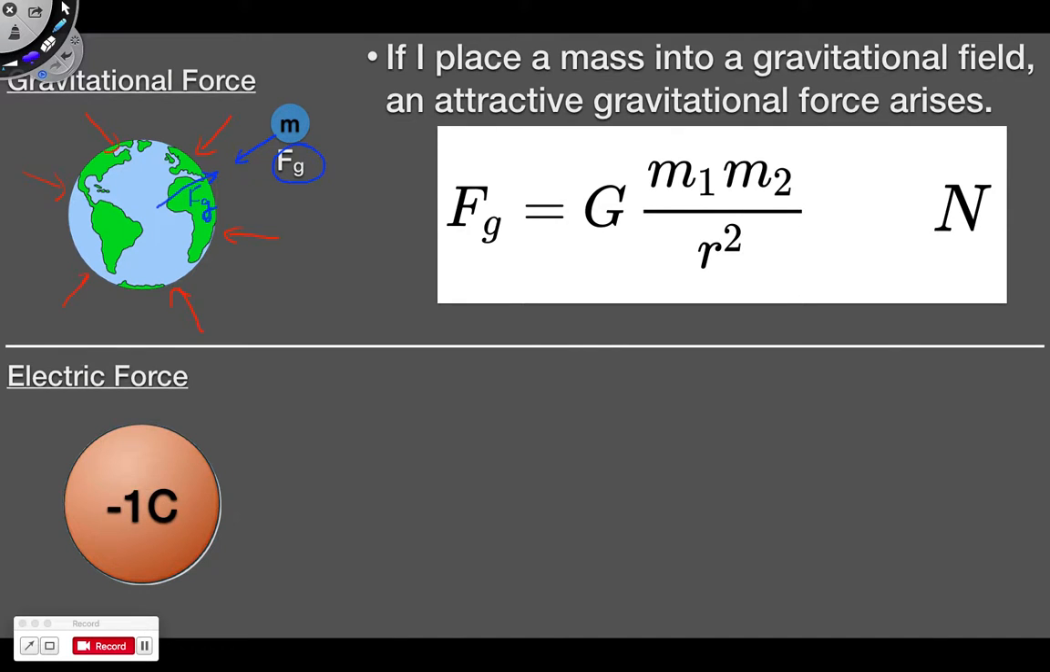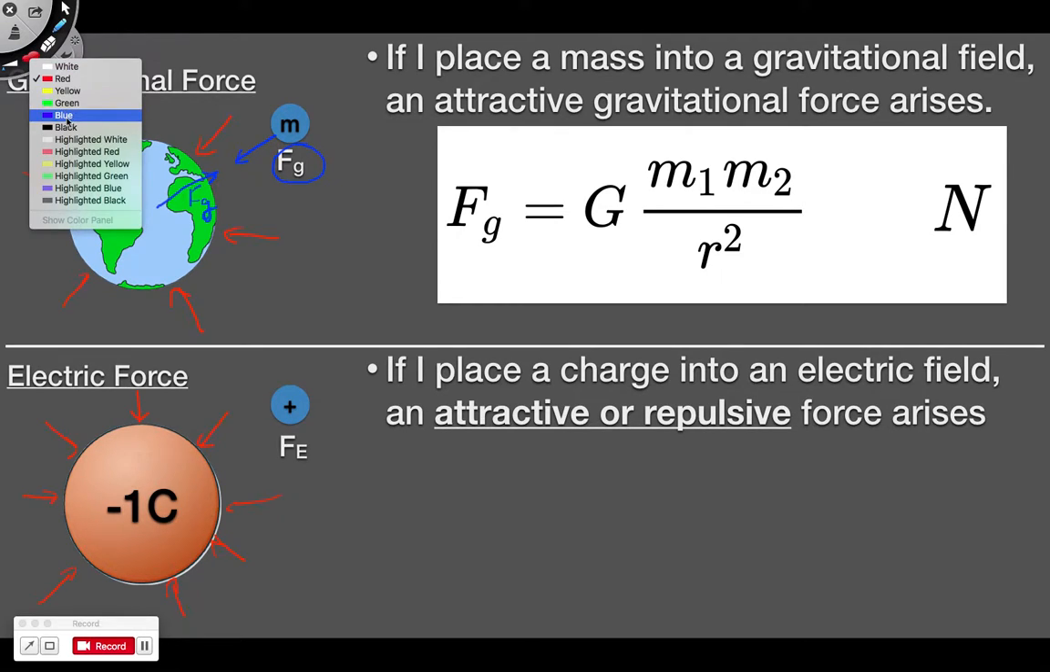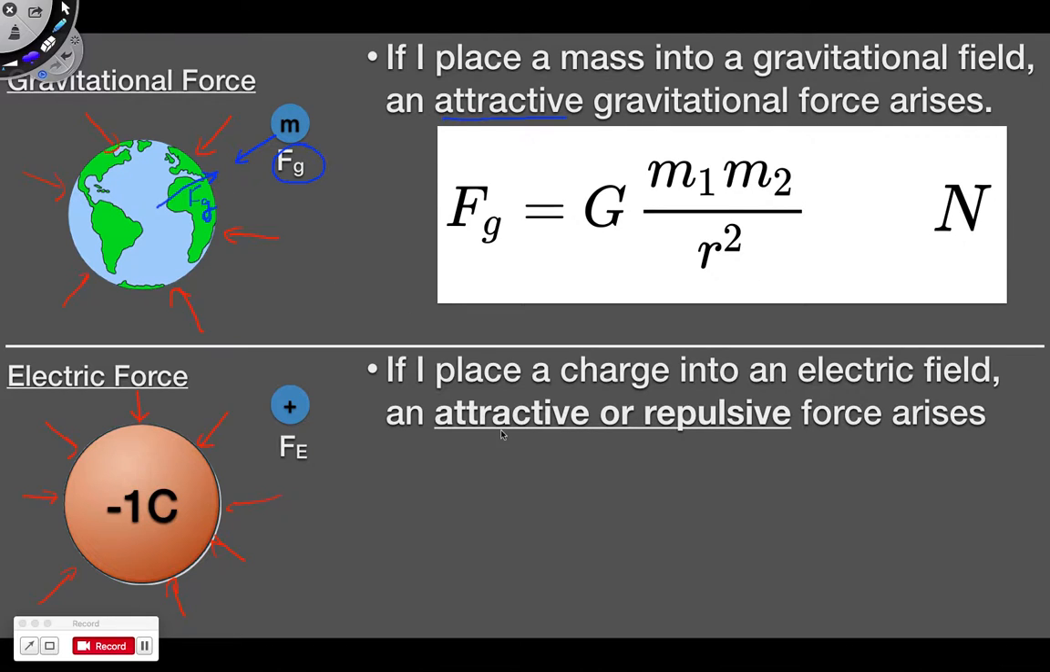So what we're going to say now, I put a charge in the space. All right, go back to my red. This is a negative charge, so the field lines go inward. Okay, put a charge in the space. Now, if I put another charge near it, a force arises, but it's not necessarily attractive. Gravity can only have an attractive force. Now, if I put a charge in the space, it can be an attractive or repulsive force.